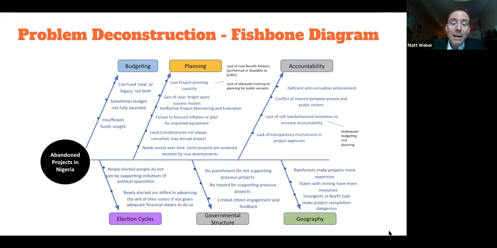So in an attempt to break down this condition of abandoned projects in Nigeria, we started to name sub-problems, sub-issues. And in this Ishikawa diagram, this fish diagram you see here in front of you, we bucketed those points that we found through our exploration into six different categories.